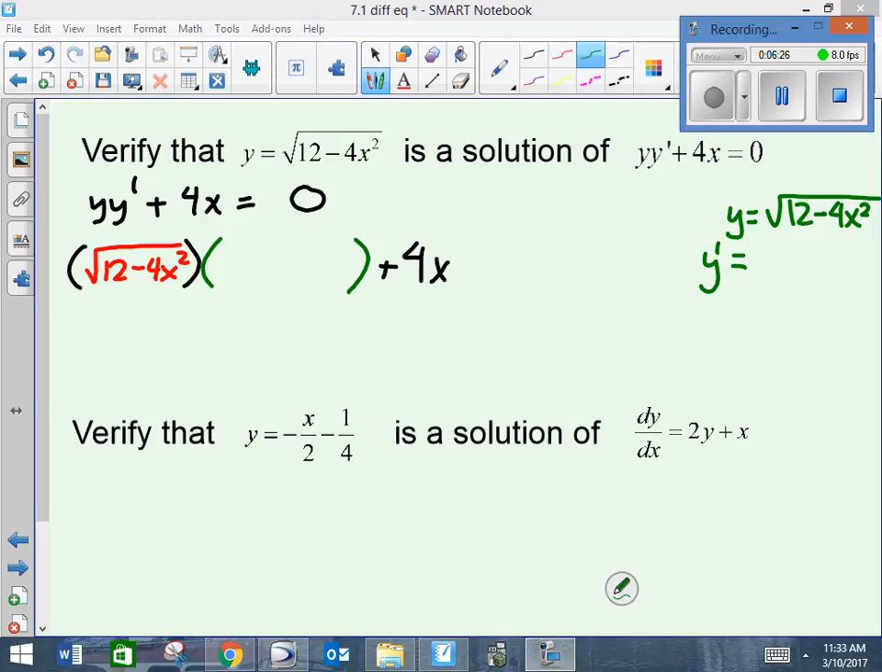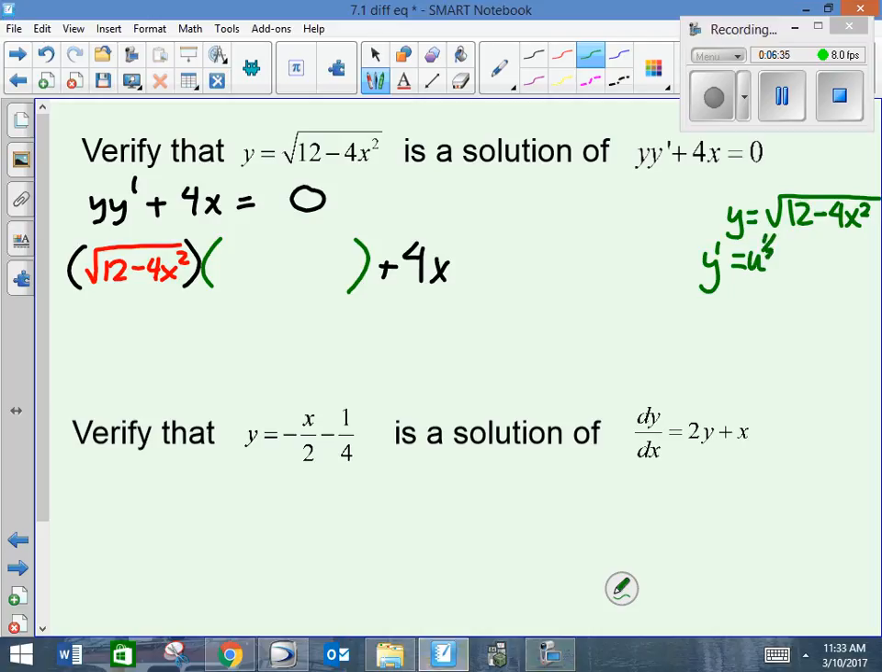Okay, work it through with me, Megan. Into the 1/2. Okay, so y prime, where u equals 12 minus 4x squared. Okay, so, how about that? I got 1/2 times 12 minus 4x squared.